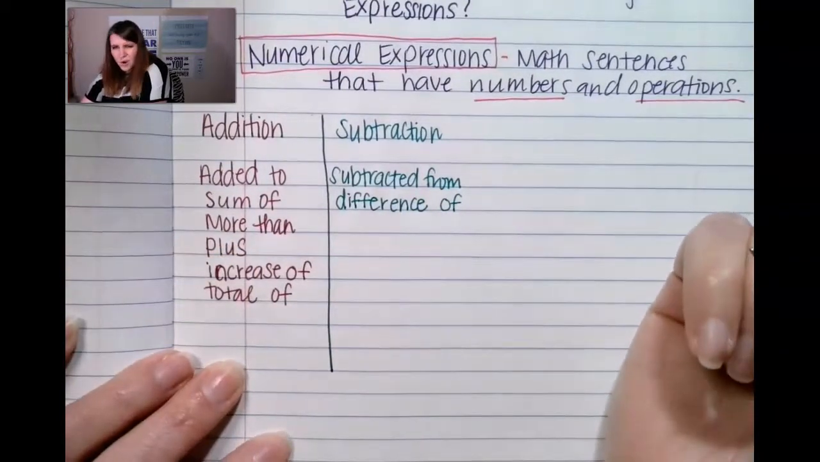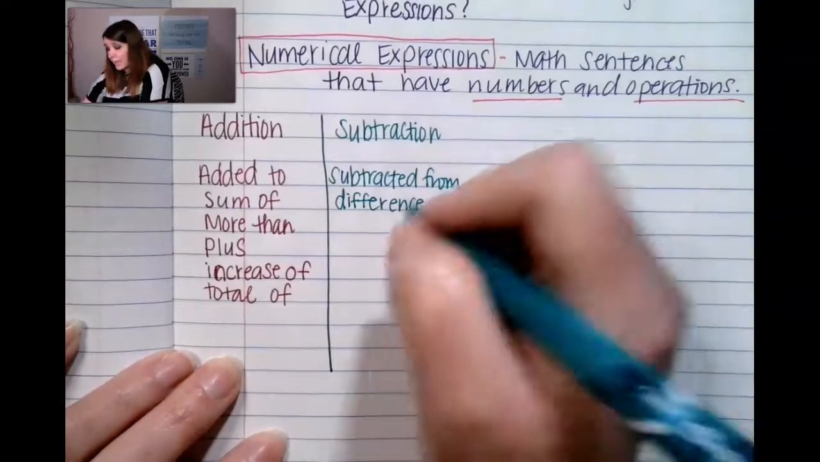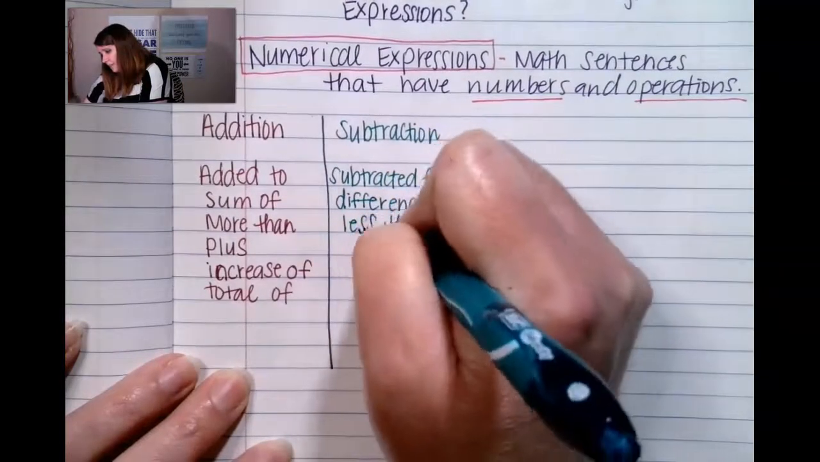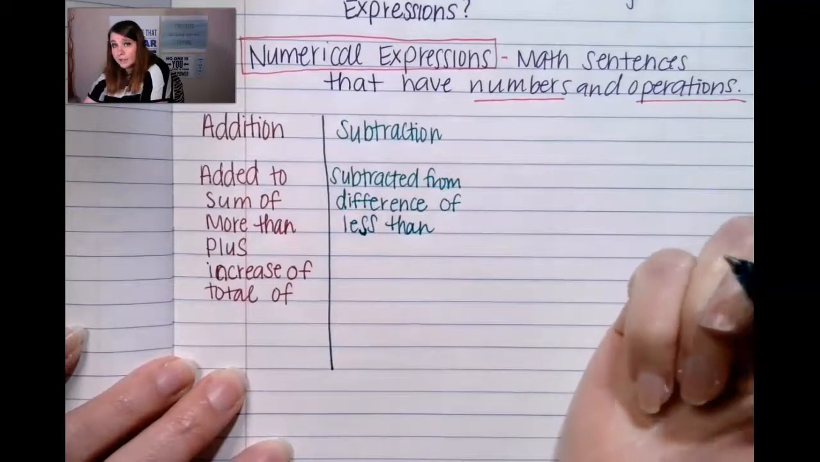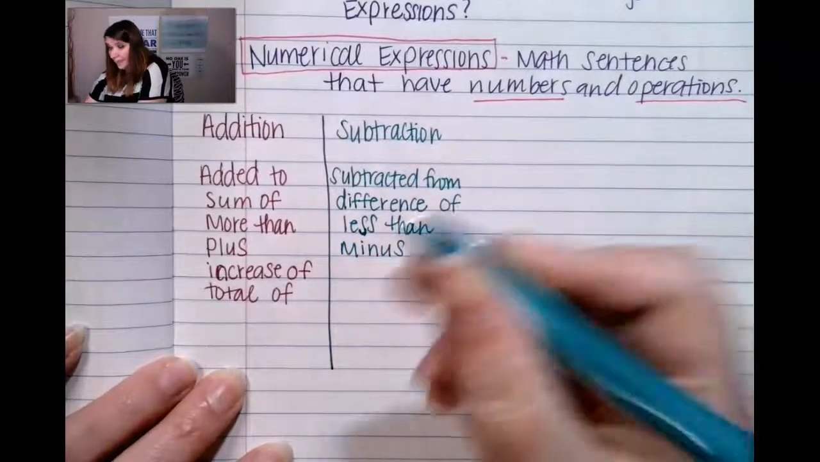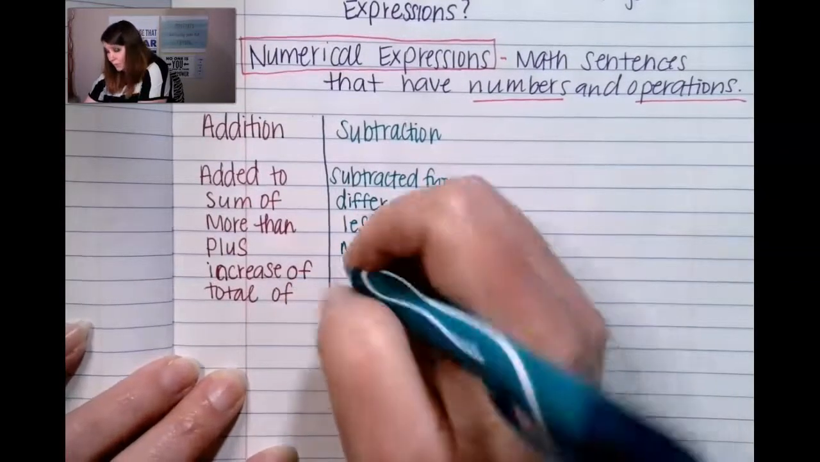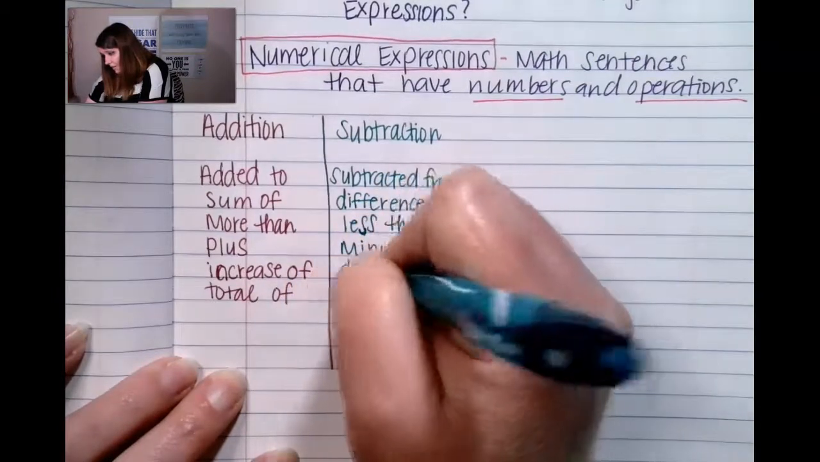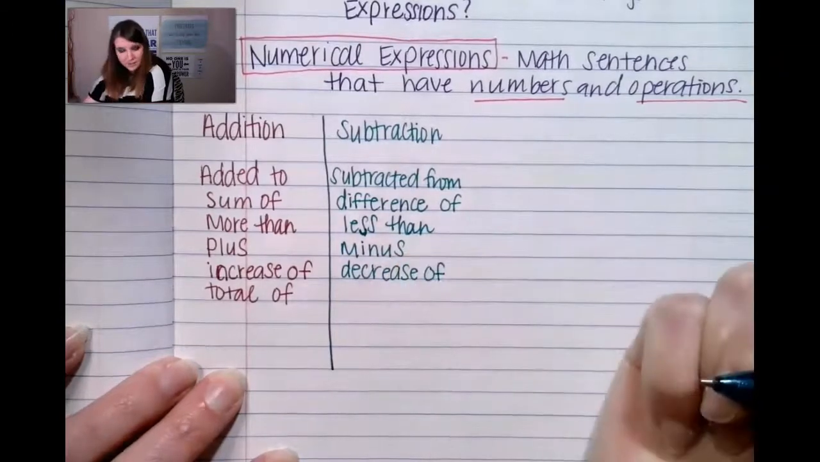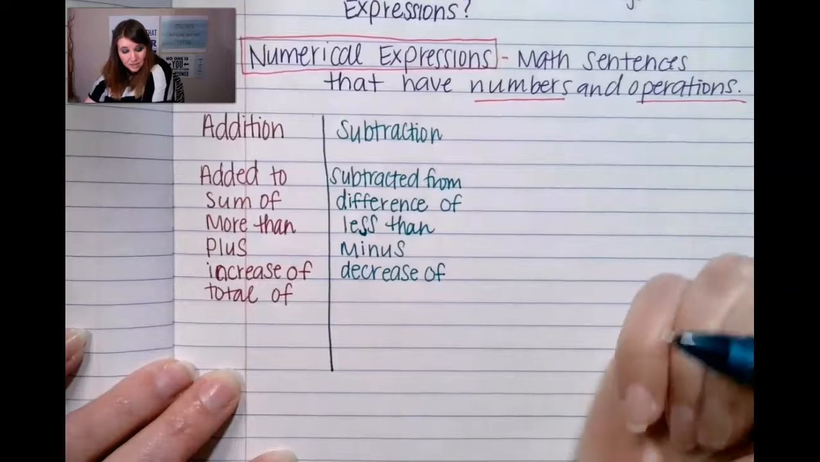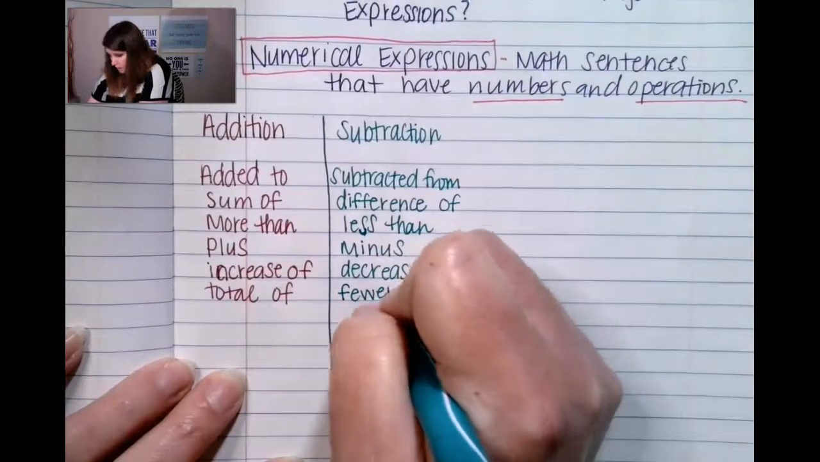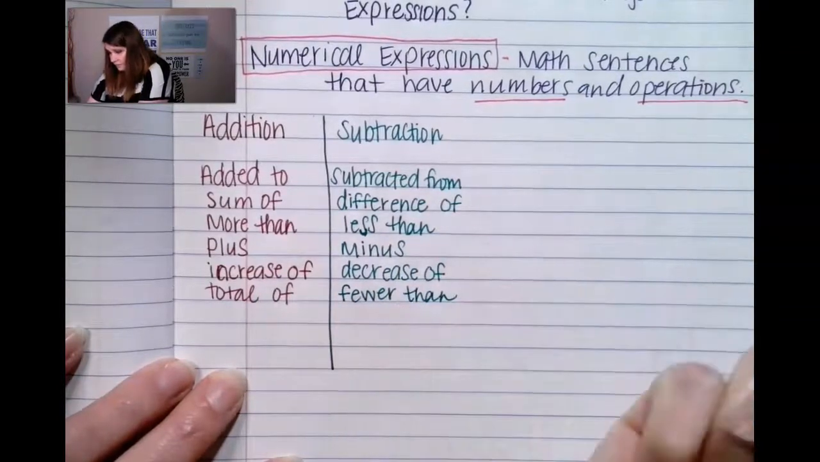What else? More than, opposite of more than, less than. That's an S. Less than, plus, minus, increase, decrease. Ooh, a decrease in my rent. That would be awesome. Decrease means it goes down. A decrease of. And last but not least, and then we can add others later, fewer than. Okay.